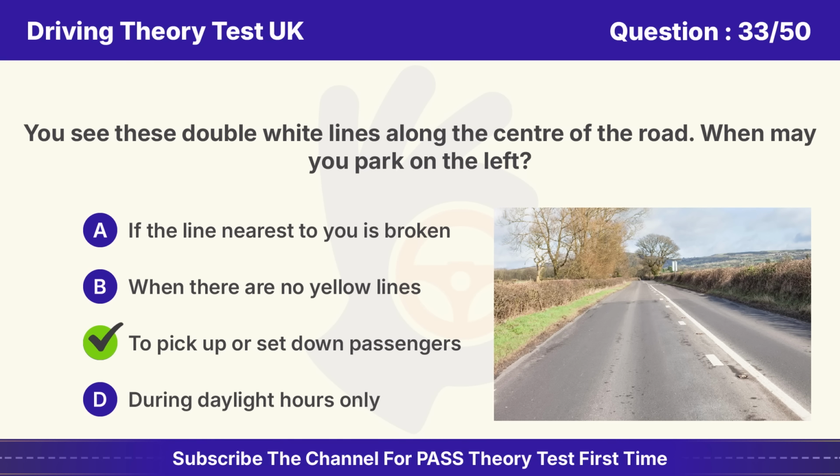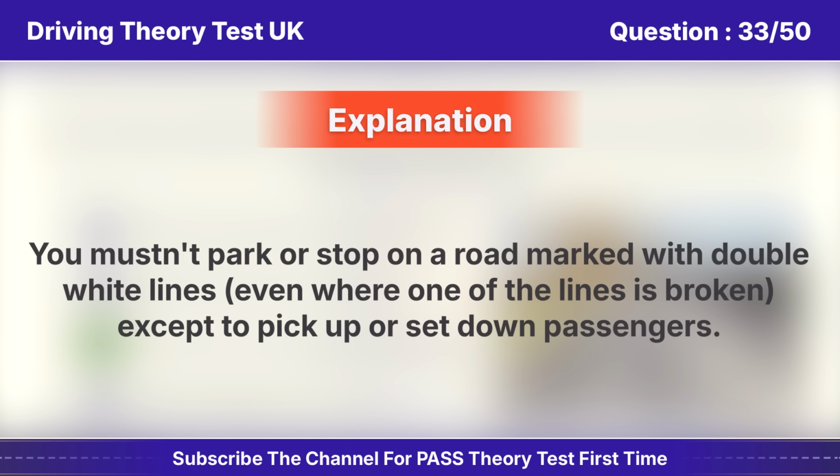Answer is C. To pick up or set down passengers. You mustn't park or stop on a road marked with double white lines, even where one of the lines is broken, except to pick up or set down passengers.